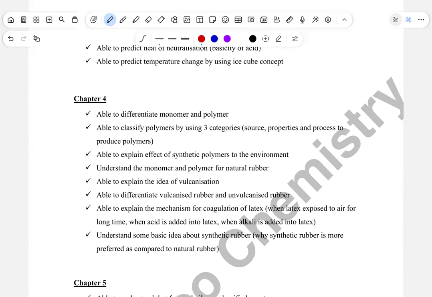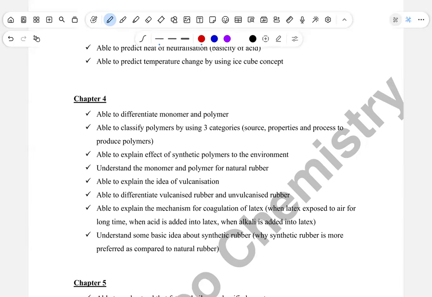Because even if you start today, 27th of August, our SPM chemistry written paper is on 15th of December. The time is still enough. I don't know how you think about your timetable, but to be honest, your timetable this year is quite okay. Maybe you heard from other tuition teachers who keep on scolding the Ministry of Education. But to be honest, your timetable this year is quite okay, really.